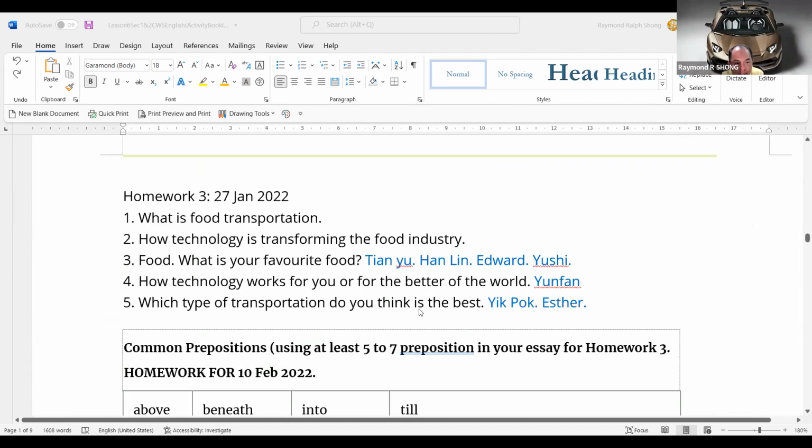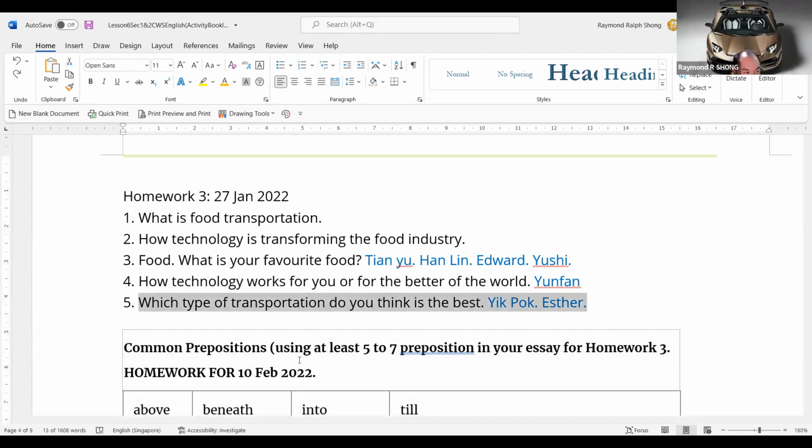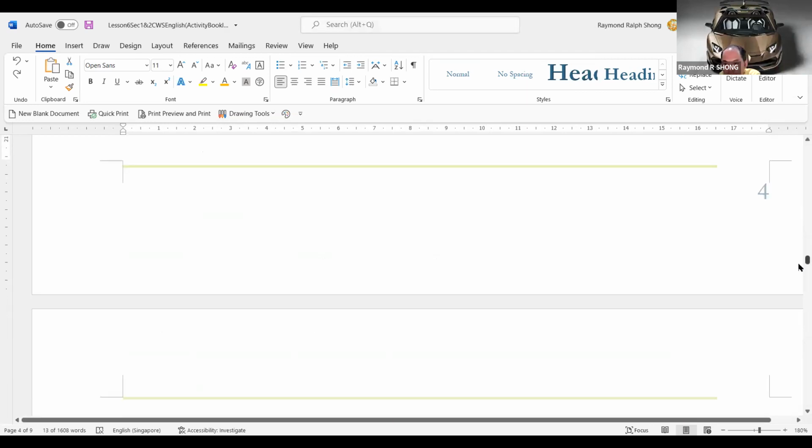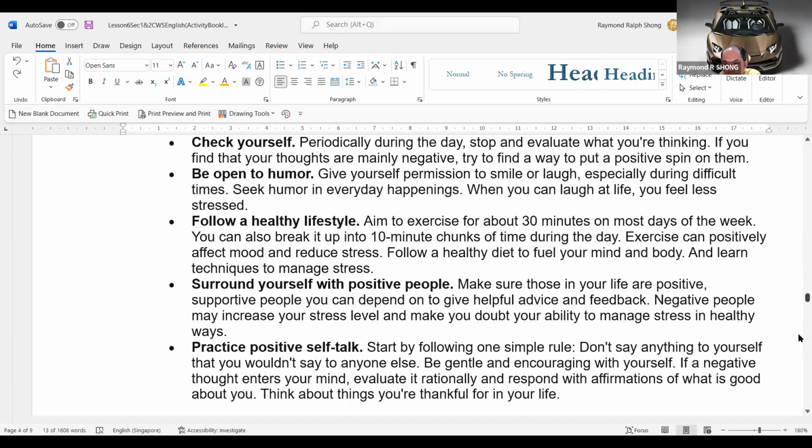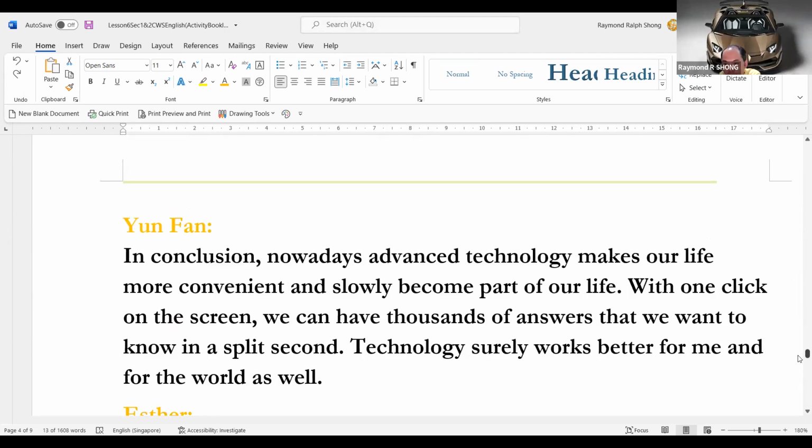Which type of transportation do you think is the best? Okay, can you take a picture or highlight it? Okay, so this is your... Ayo, what's wrong with my mouse? I think my battery is weak. Okay, Ipo, this is your question. So what you can prepare, you can do multitasking. Do you find your turn, please?